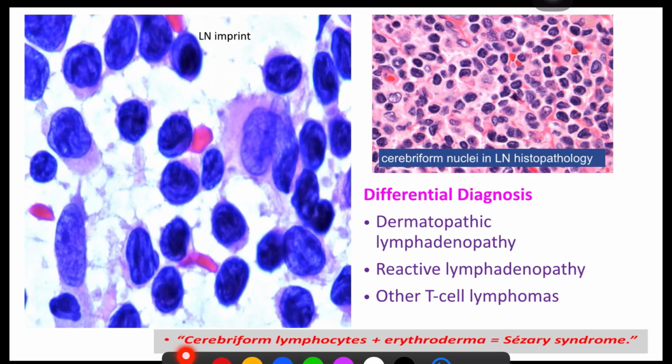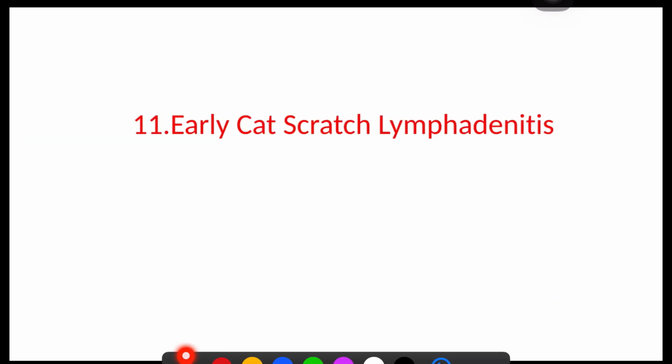So here you can see this is the imprint slide from a lymph node where these are the cerebriform or brain-like folding nuclei present in this smear, and this is the histosection where you can find an increased number of cells having these folded or cerebriform nuclei. So whenever you find cerebriform lymphocytes plus erythroderma, always suspect Sézary syndrome. Differential diagnosis includes dermatopathic lymphadenopathy, reactive lymphadenopathy and other T-cell lymphoma.